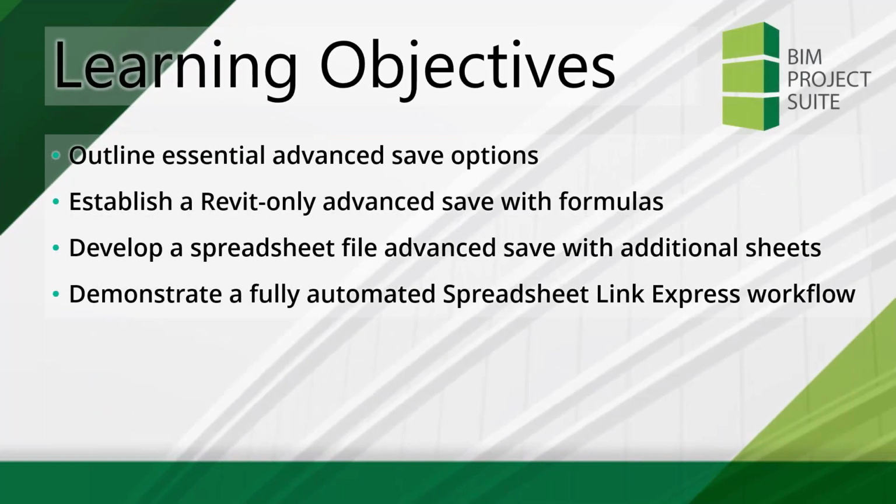So we're going to go over a few things. I want to take a look at the essential advanced save options. Now, for this to make a lot of sense, I'm expecting you have a core knowledge, at least a little bit, of how Spreadsheet Link works in the first place, because we're going to be digging a little deeper today. We are going to talk about a Revit-only, and I'm air quoting that despite you not being able to see it, a Revit-only advanced save that has some formulas. I'm going to start with very simple, truly Revit-only, and then a simple Revit-only workflow that piggybacks on some Excel stuff that already exists.